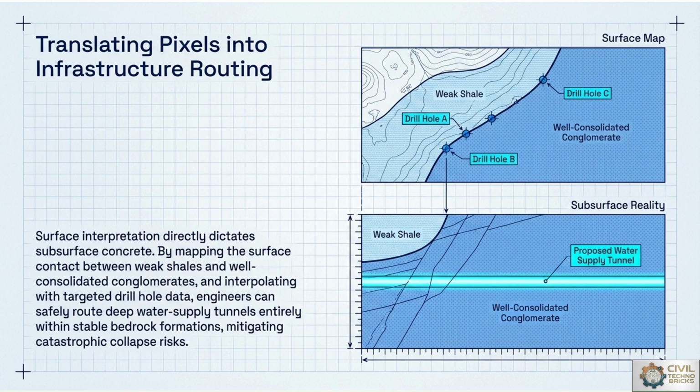So, with reference to image 1, there will be a drill hole at A, a drill hole at B, and a drill hole at C. The weak shale zone is light blue in color, the well consolidated conglomerate zone is dark blue, and the third portion is the contour images. With reference to that surface map, we have to check the subsurface reality along with the weak shale and well consolidated conglomerate, where the proposed water supply tunnel is, so that the drill holes A, B, C may be integrated with reference to the groundwater. That is translating pixels into infrastructure routing.